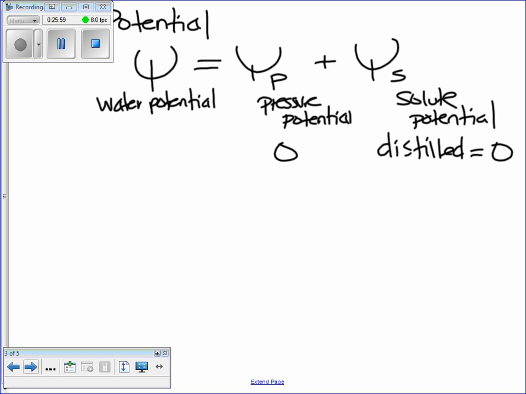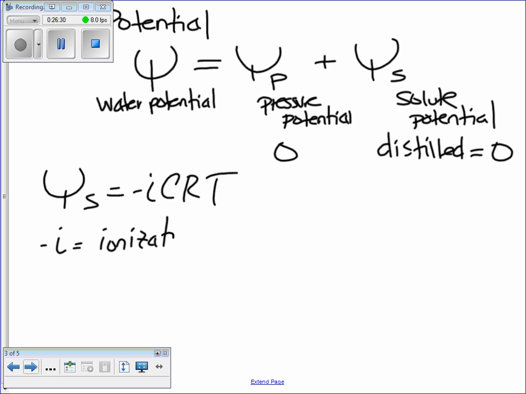Going anywhere? The other side of that is, since pressure potential we can usually ignore in most cases, there is a way to calculate solute potential directly. There's an equation that's called negative i times C times R times T. That is the equation for solute potential. Then the negative i represents what we call the ionization constant.